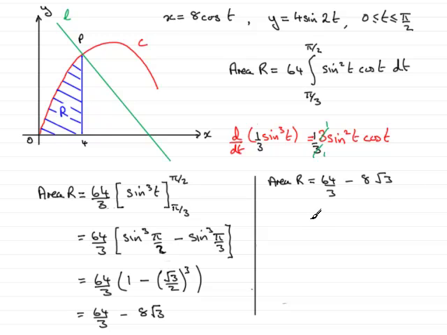And we're told to write this in the form a plus b root 3, stating our values of a and b. So you can see that this is identical to a plus b root 3, where clearly a is 64/3 and b is minus 8. And that brings us now to the end of this question.